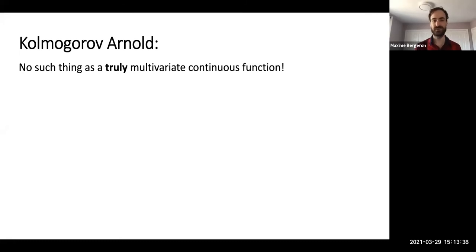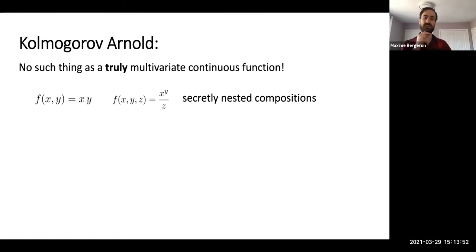about continuous functions. And they said, well, hey, if you have continuous functions, here are some: f of xy is x times y. That sure looks like a multivariate function. There's another one, which also looks like a multivariate function. But what Kolmogorov and Arnold tell us is that these are actually secretly nested compositions of single-variable functions and addition. And addition is the only multi-valued function out there.